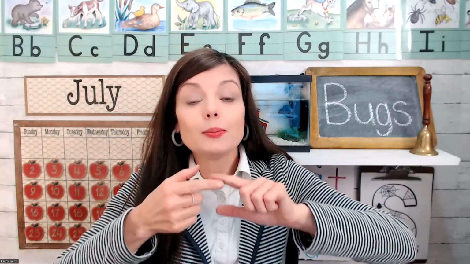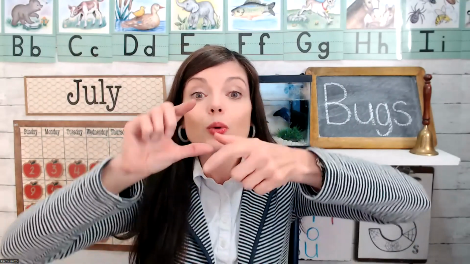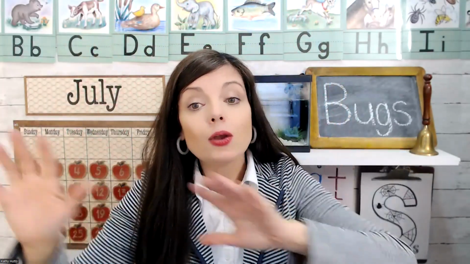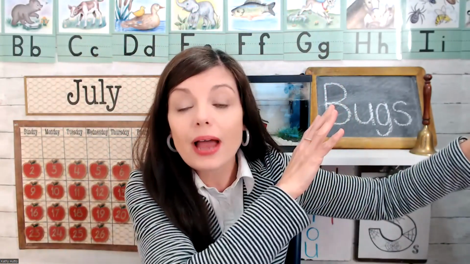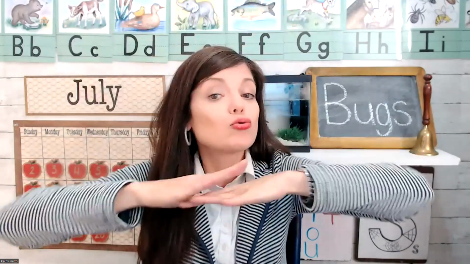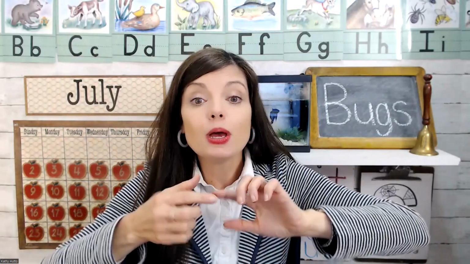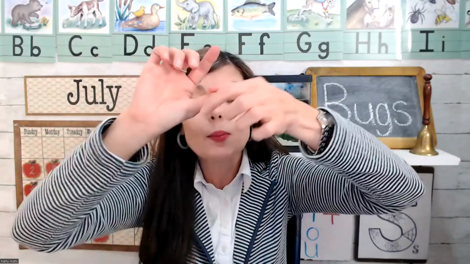The very big spider went up the water spout. Down came the rain and washed the spider out. Out came the sun and dried up all the rain. Then the very big spider went up the spout again.